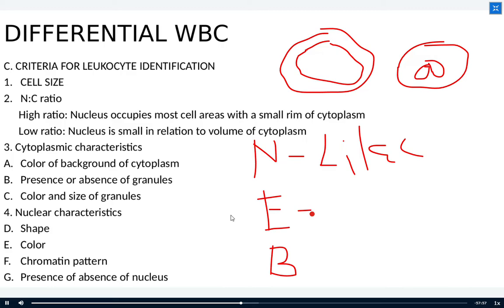How about the eosinophil? Pink. Brick pink. Red, brick pink. It can also be orange, depending on the style. There's brick red, brick pink, and orange. How about your basophil?